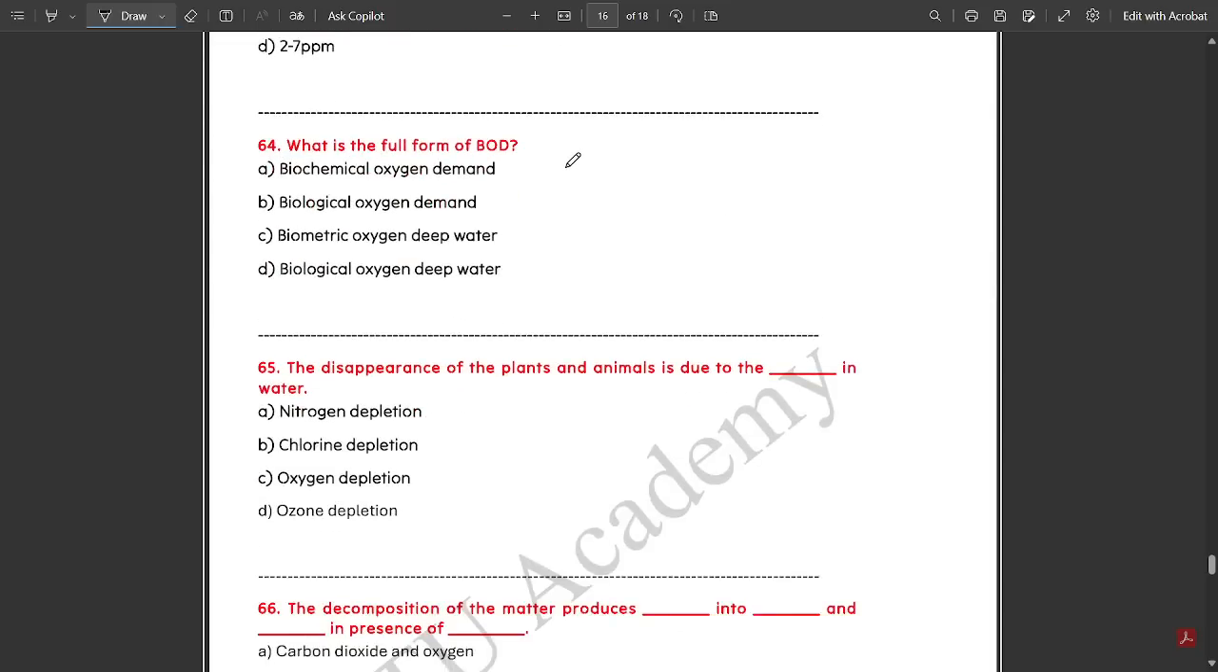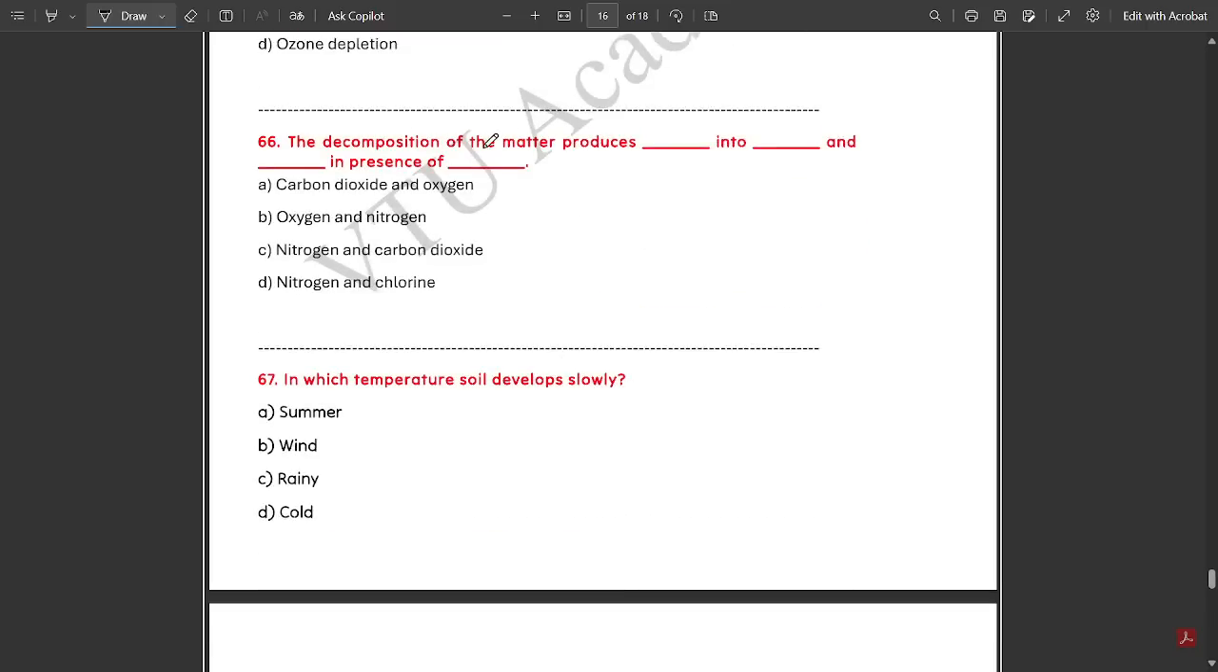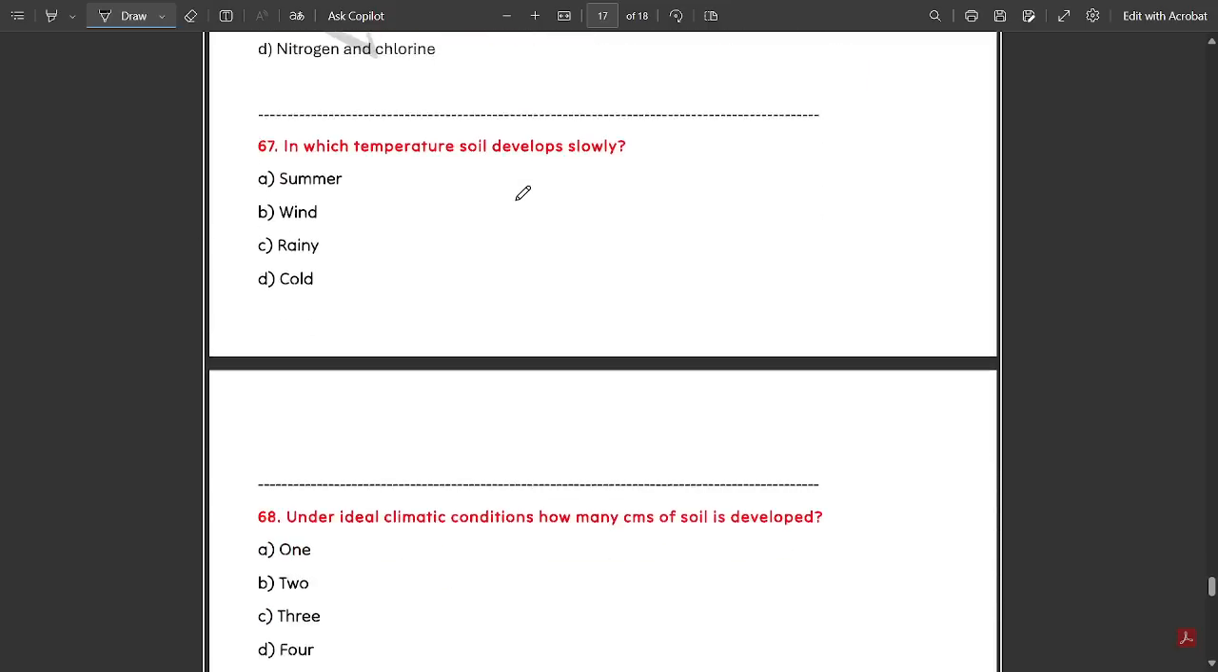What is the full form of BOD? The answer is biochemical oxygen demand. The disappearance of the plants and animals is due to the dash in the water. The answer is oxygen depletion. The decomposition of the matter produces dash into dash and dash in presence of dash. Okay, the answer is it produces carbon dioxide and oxygen. Okay, next question.